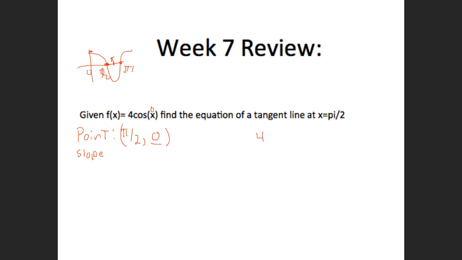So that's going to be negative 4 sine of x. If I put pi over 2 in there, again, I just draw out my graph real quick. And it looks like sine of pi over 2 is 1 there.